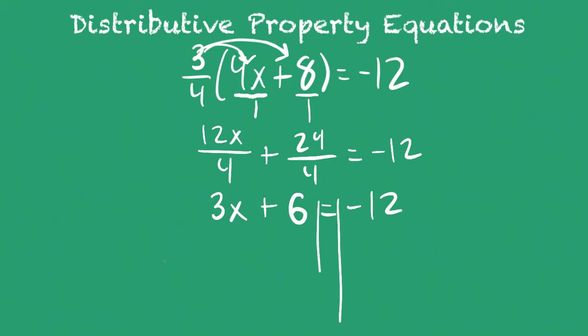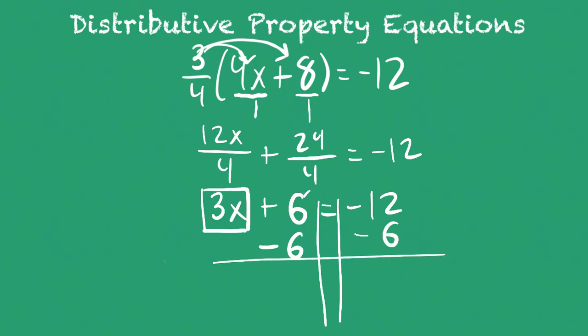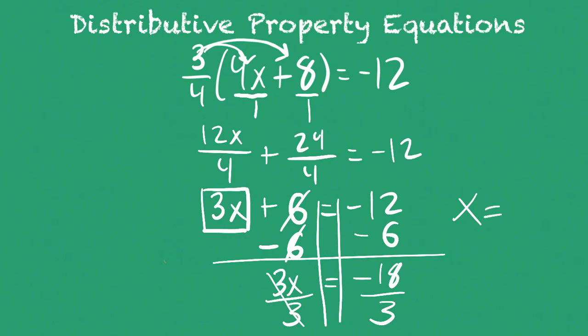So draw my walls again. Box the 3x. Outside the 3x is a plus 6. The opposite of plus 6 is minus 6. So we'll do that on both sides. The 6's cancel out on the left. Negative 12 minus 6 is negative 18. Bring down the 3x. And our last step, since we have 3 times x, we're going to divide by 3 to cancel the 3's out. So we're left with x, and negative 18 divided by 3 is negative 6. So the answer to this equation is x equals negative 6.